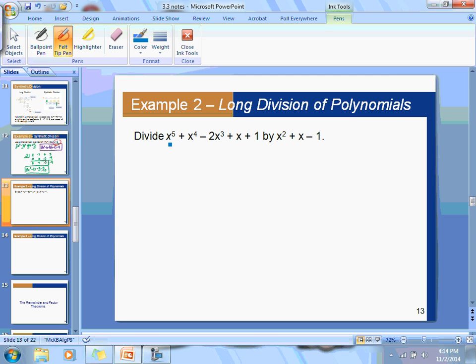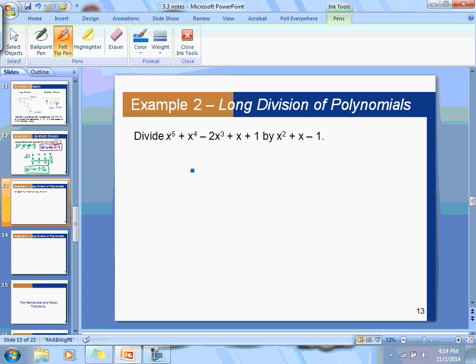I have an x to the 5th, x to the 4th, x to the 3rd, x, and then my number. I'm missing an x squared. So I'm going to need to add in a 0x squared when I set up my long division. And now I'm dividing by x squared plus x minus 1. So I've got a trinomial here. I can't do synthetic division with a trinomial, so I have to do long division for this one.